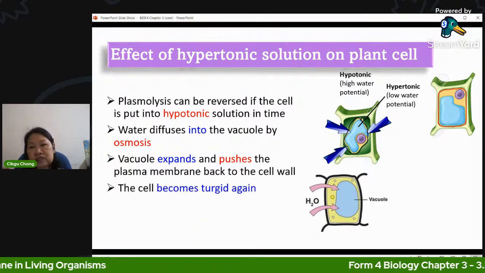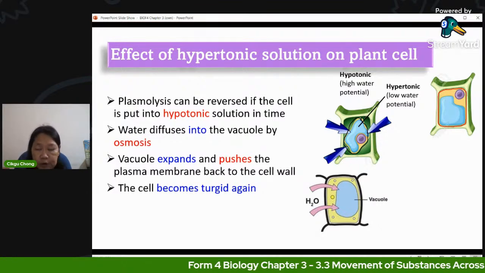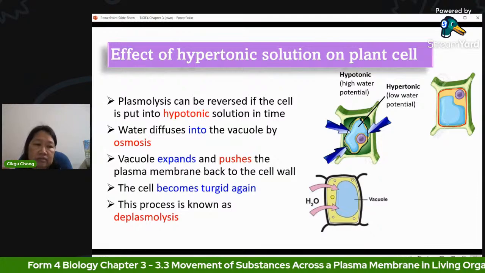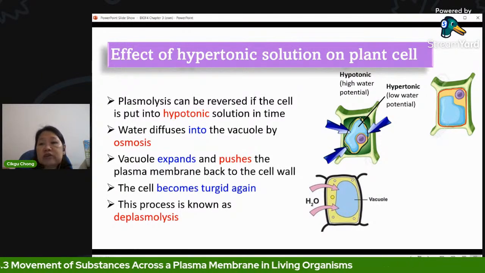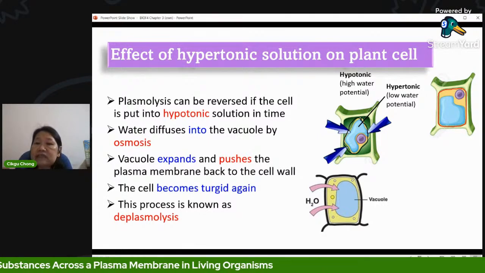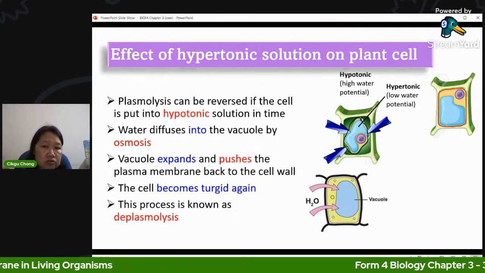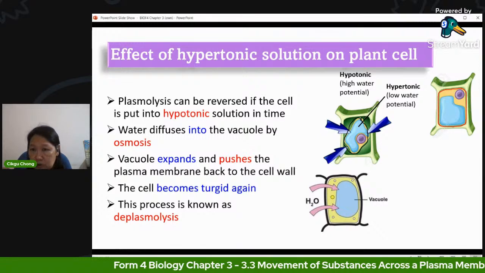Now you have reversed the condition. The cell will become turgid again. There's water inside the vacuole already, it becomes turgid, there's turgor pressure. This process of reversing what was just plasmolysis, you call deplasmolysis. The process that you have done now, by introducing water back into the cytoplasm, is called deplasmolysis.